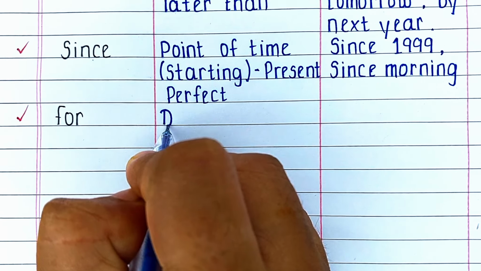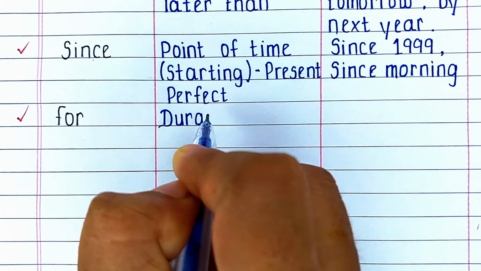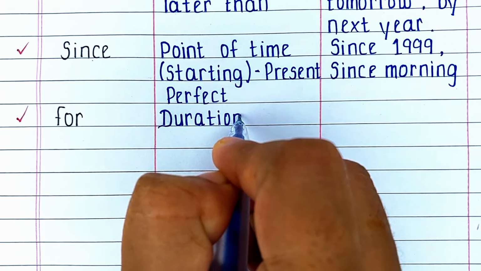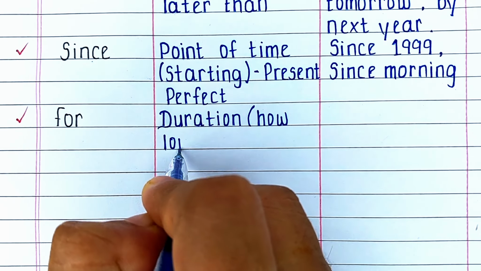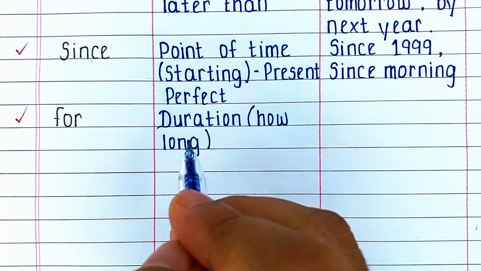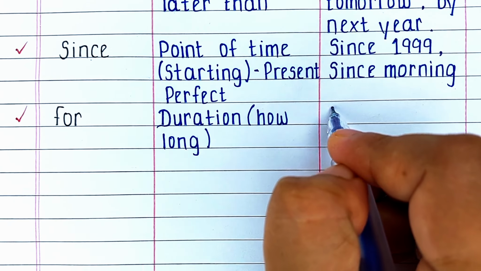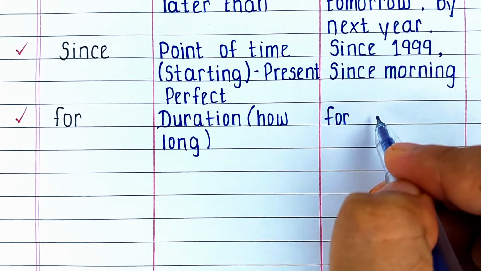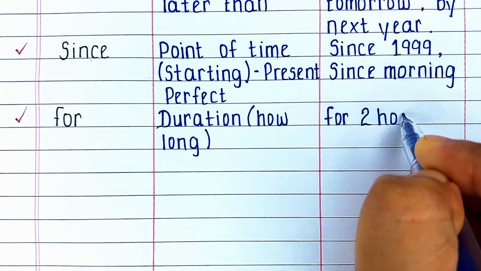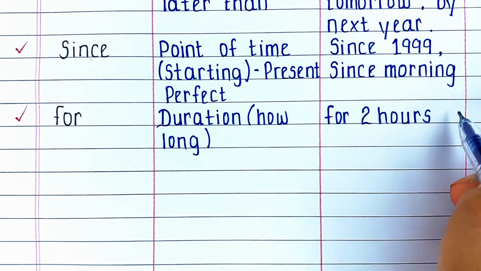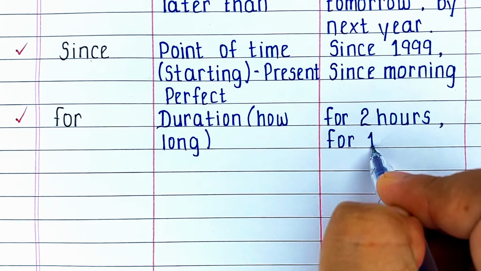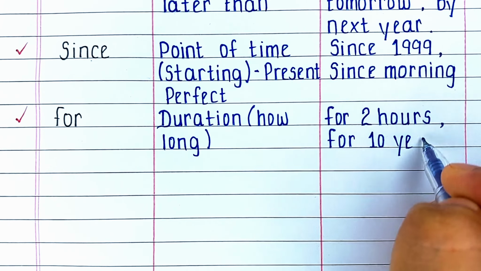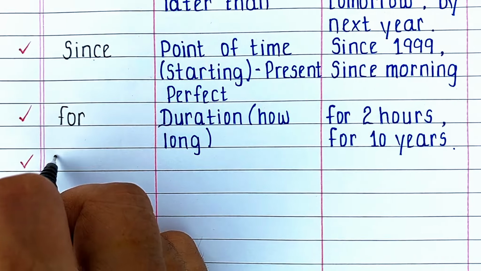Next word is for. For is used for a period of time. That means to show the duration or how long an event took place. For example, for 2 years, for 2 hours, or for 10 years, like this.